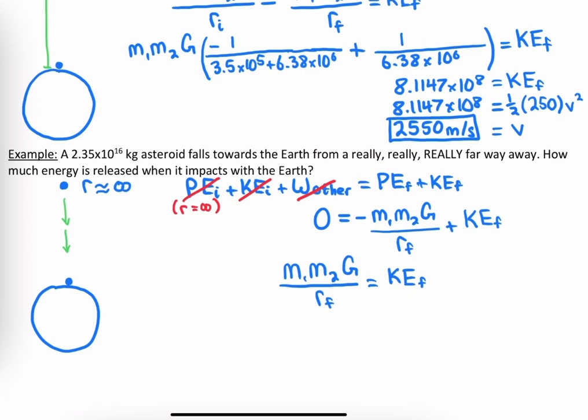And then we can plug some stuff in. M1, mass of the asteroid. M2, mass of the Earth. Our final, so that's just going to be that distance there, or the radius of the Earth.